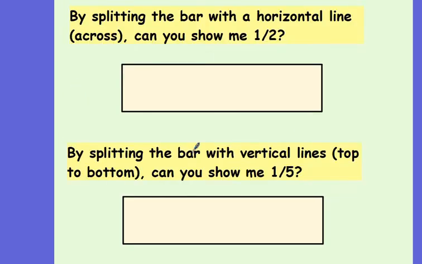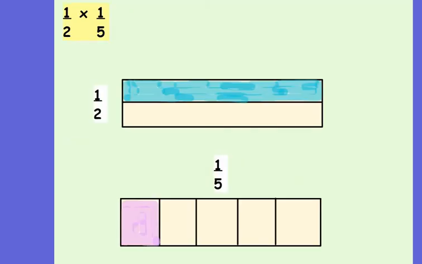Let's have another go. In your light blue books, by shading a top bar, can you show me a half using a horizontal line? And then underneath it, can you draw me a bar? And using lines from top to bottom, can you show me a 1/5? Pause the video and complete that now, please. And hopefully your 2 bars will look something like this.